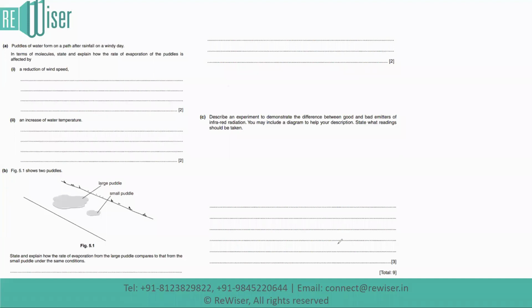Let's have a look at the very next question. Puddles of water form on a path after rainfall on a windy day. In terms of molecules, state and explain how the rate of evaporation of the puddles is affected by a reduction in wind speed. A reduction in wind speed reduces, but doesn't make zero, the rate of evaporation.